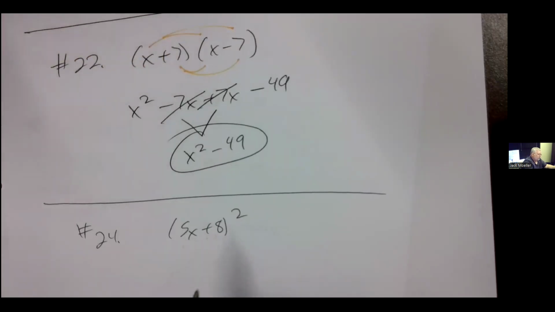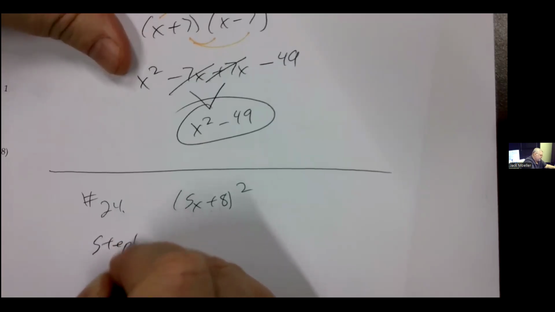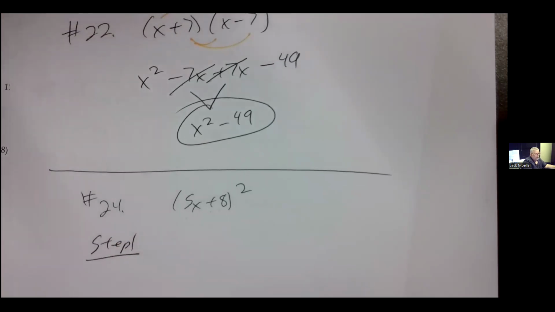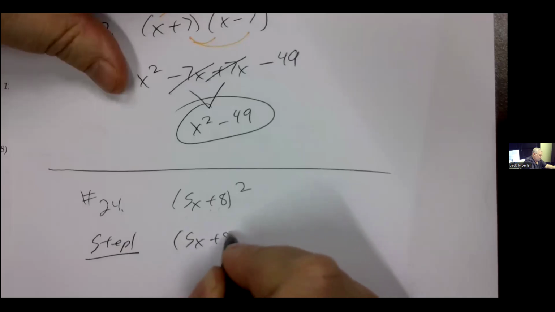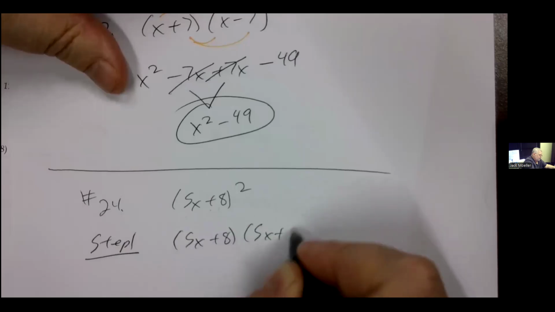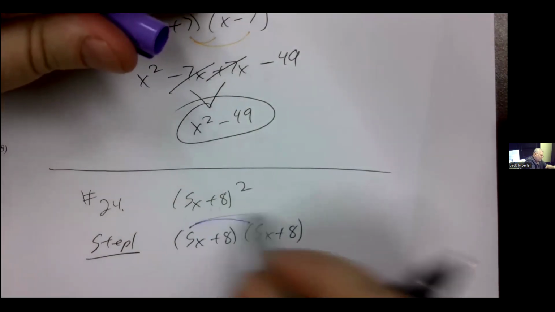Right? So the way we have to do this is step 1: what does anything squared mean? Well, it means something times itself. So step 1, to avoid missing this problem, is write that binomial out twice. That really means 5x plus 8 times 5x plus 8. Once you do that, now we're back to a standard problem.